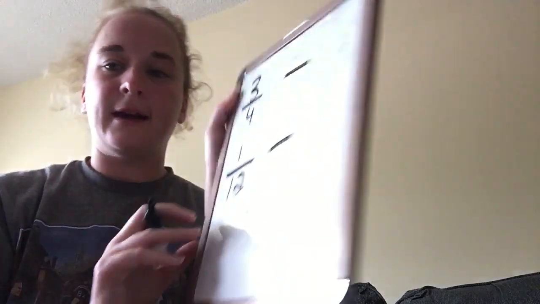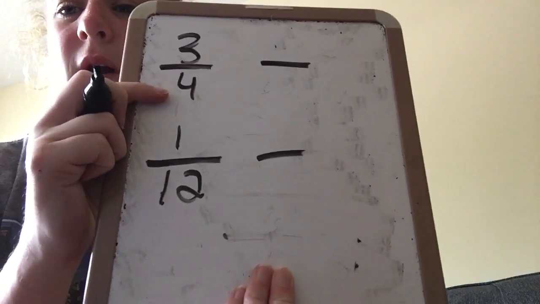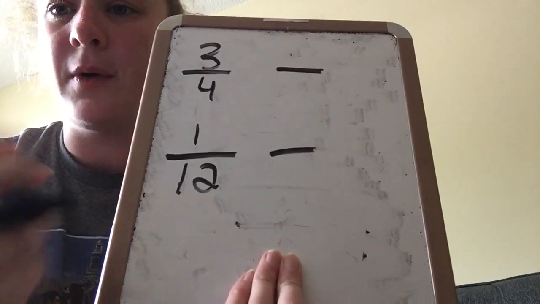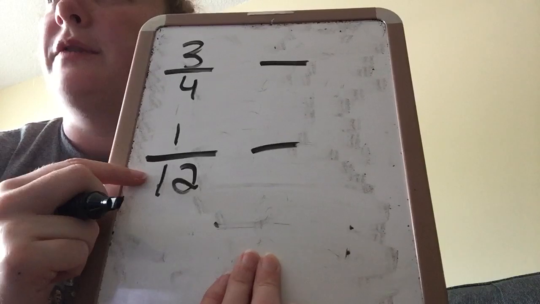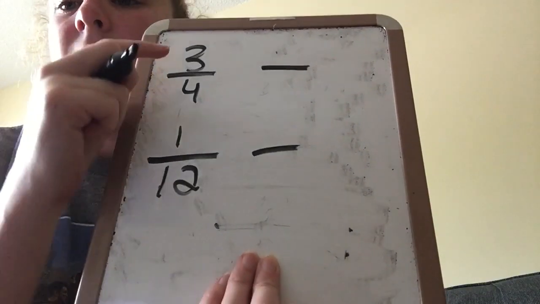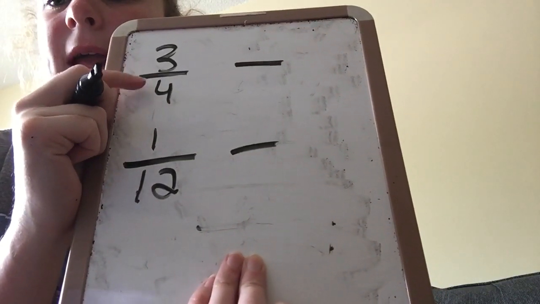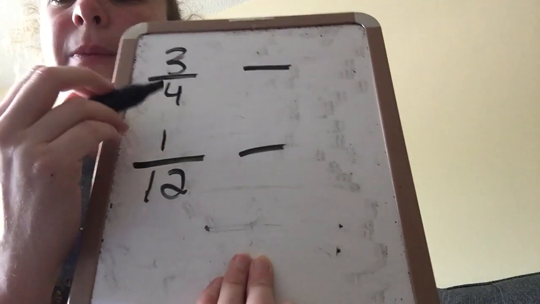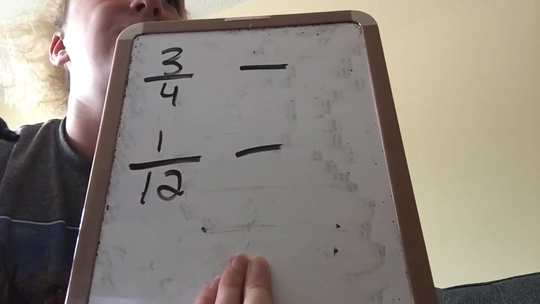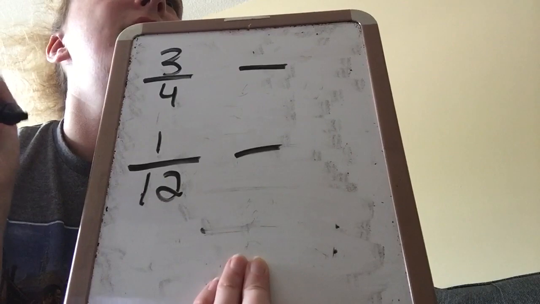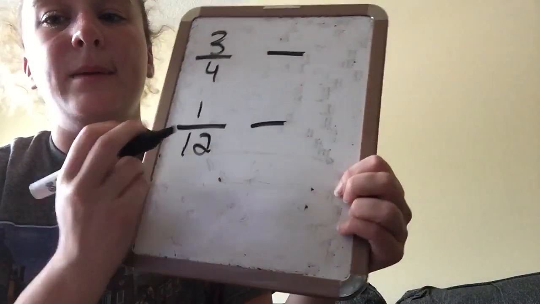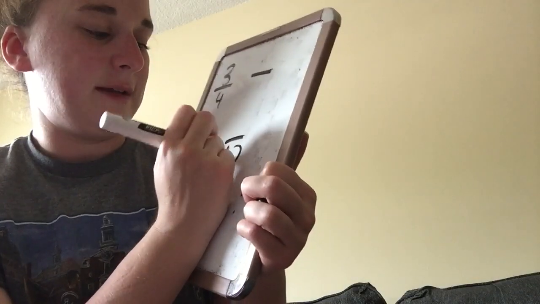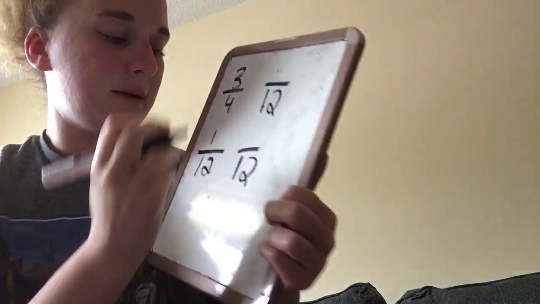So again, looking at our 2 denominators, 4 and 12. 12 is a multiple of 12 because 12 times 1 is 12. Now I'm looking at 4 and thinking, is 12 a multiple of 4? 4 times 1 is 4, 4 times 2 is 8, 4 times 3 is 12. Yes, that is their least common multiple. So I'm going to put 12 down here and 12 up here.